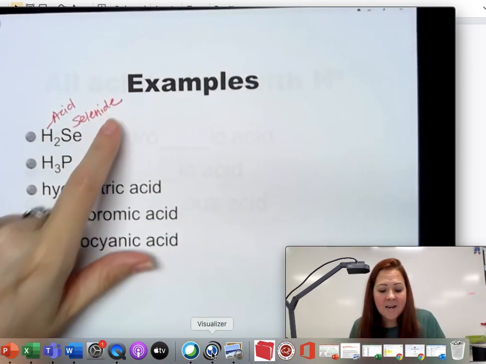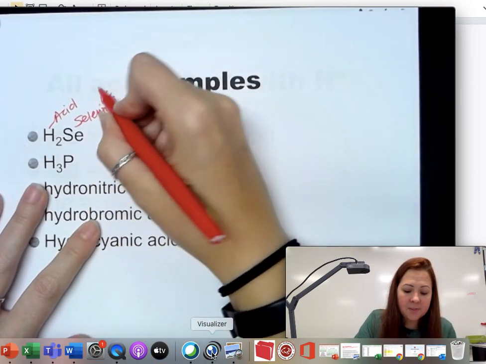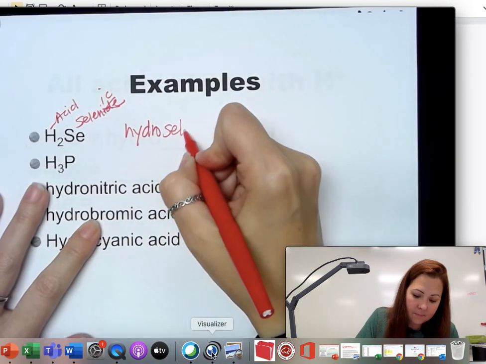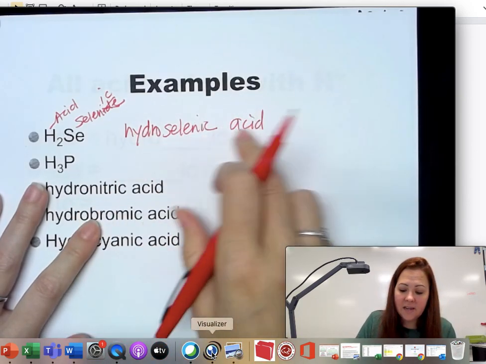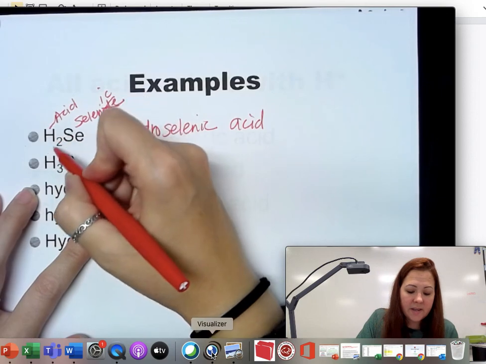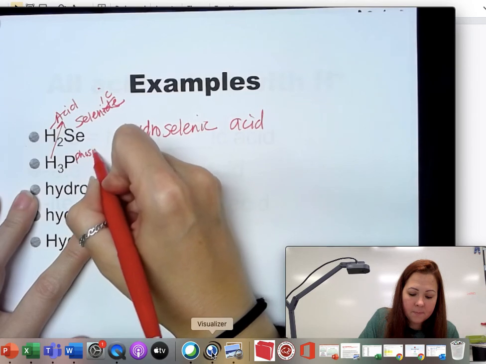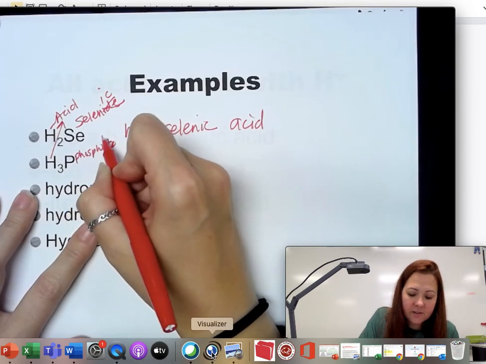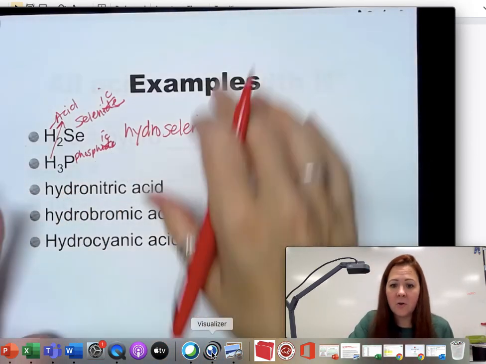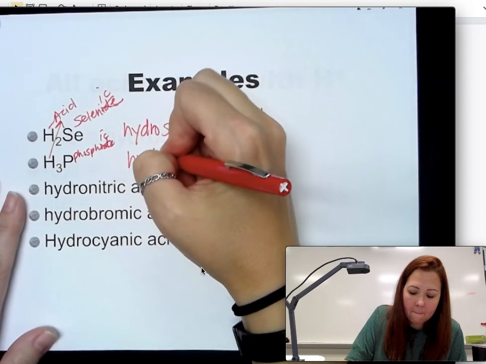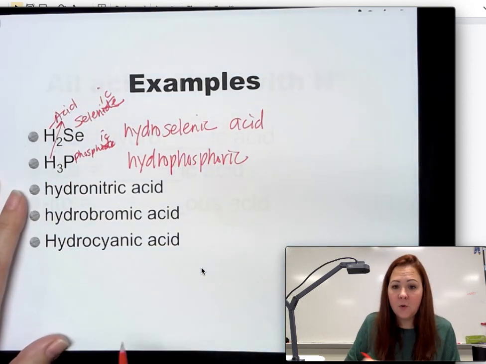So because this is IDE, we're going to put hydro. Instead of IDE, I'm going to put ic, selenic. And then it's acid. So this one is called hydroselenic acid. The next one, again, hydrogen means that it's an acid. Phosphorus is phosphide. Again, if you just follow the rules and you put ic, you would have hydrophosphic acid. Again, I'm going to write it correctly, but it's actually hydrophosphoric acid.